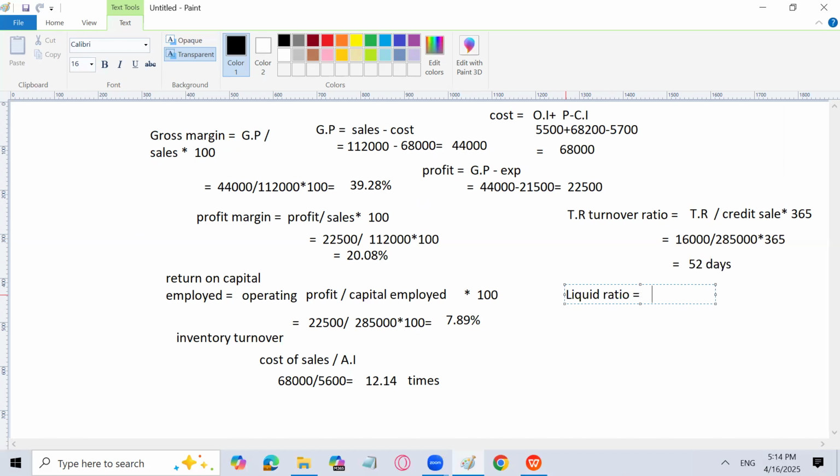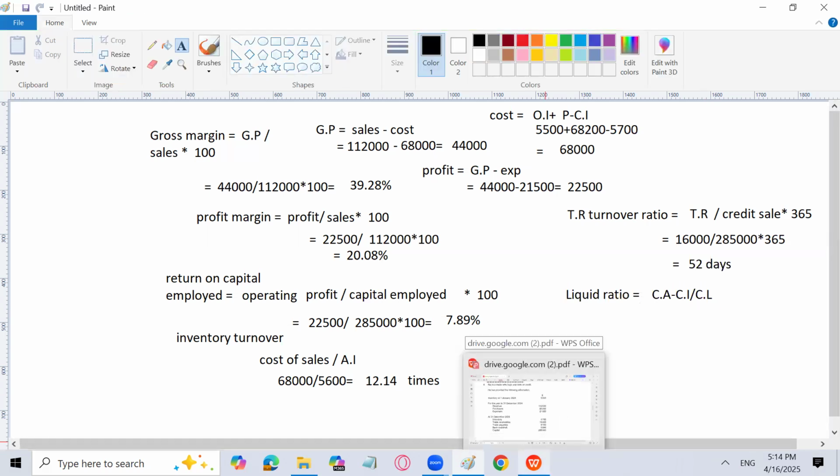Then liquid ratio, quick ratio, you can see, or acid test ratio: current assets minus closing inventory divided by current liabilities. It shows the liquidity of the business, the ability of the business to pay back its current obligations very quickly. But it does not take into account inventory, because inventory takes more time to convert into cash. It is the least liquid current asset, right? So current assets minus closing inventory divided by current liabilities. The best ratio is 1:1. It shows how quickly you are able to pay back your current obligations out of your current assets.